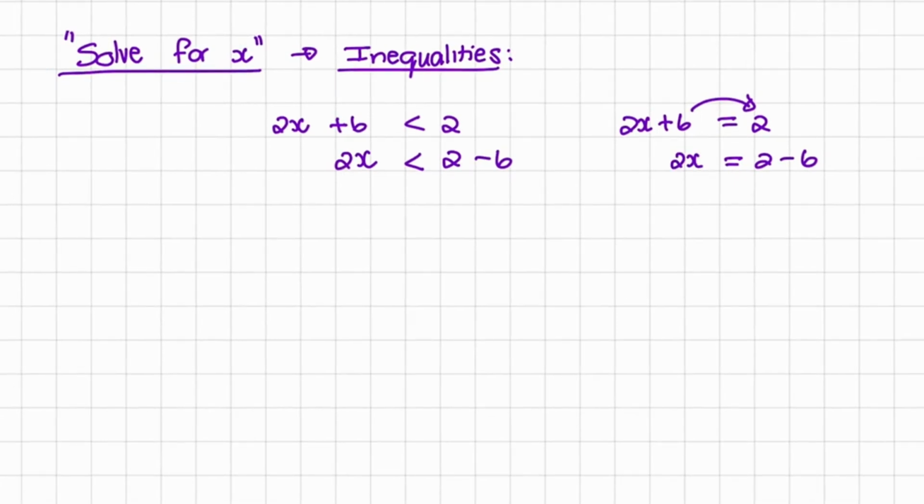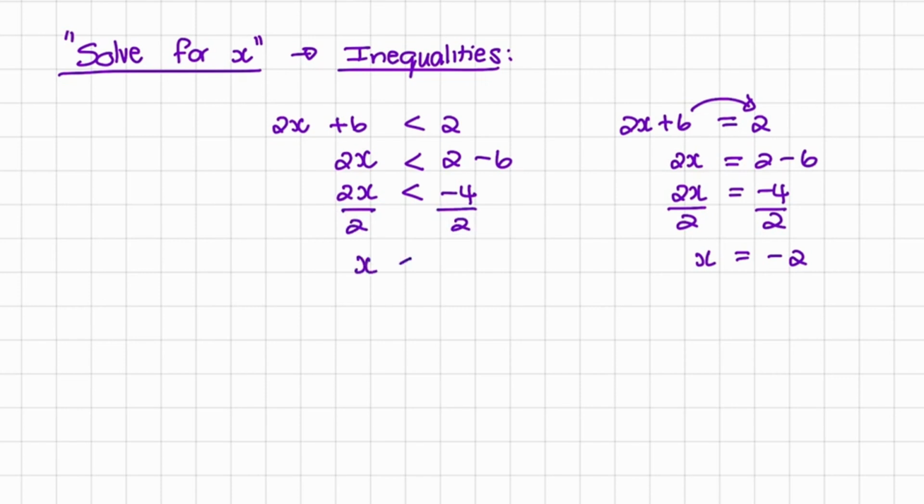And in a normal equation, you'll have 2x is equal to negative 4. So here we would have 2x is smaller than negative 4. And normally you would divide both sides by 2 to say x is equal to negative 2. And that's the same principle that applies in inequalities. So x would be smaller than negative 2.